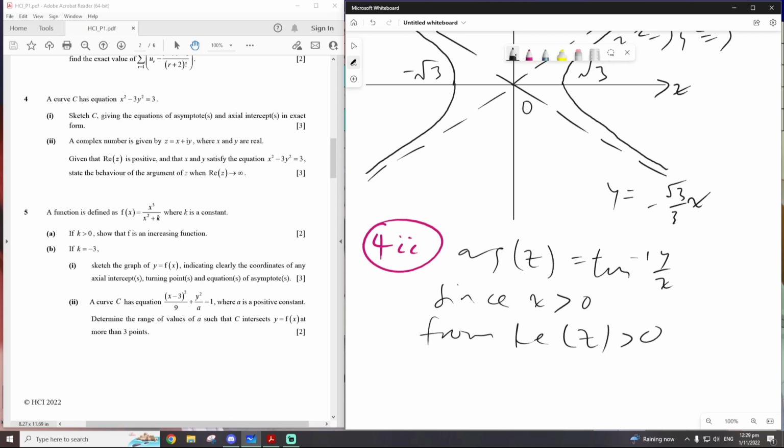Okay, so as x tends to infinity, we have y over x based on the asymptotes. What does it tend towards? It tends to root 3 over 3.